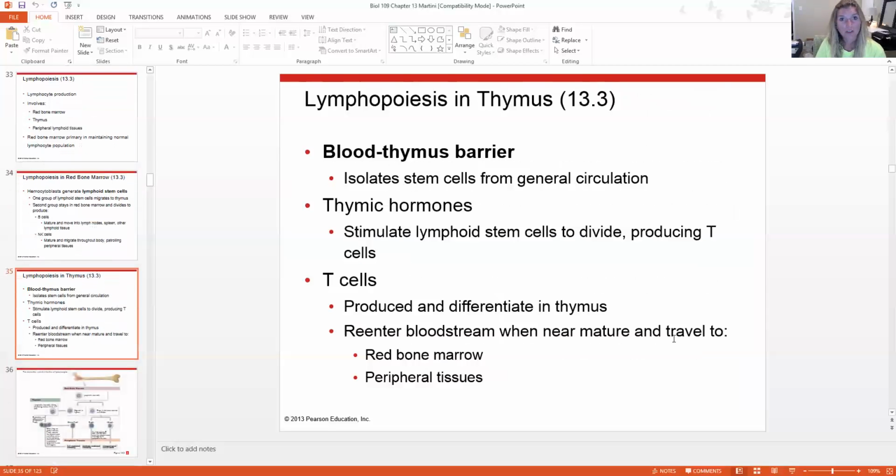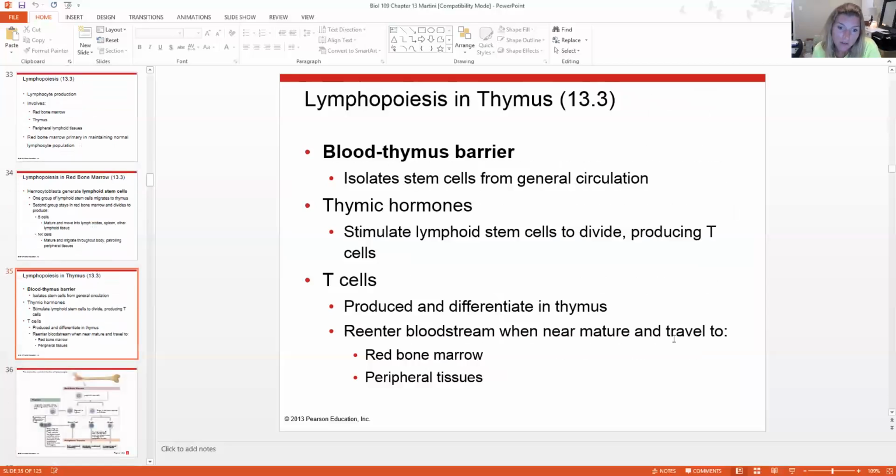So the thymus, just like your brain, does not actually interact with the blood. There is a system of cells that are there to isolate it from the blood, and it's called the blood-thymus barrier. The thymic hormones are the hormones that stimulate T cell production, and T cells are produced and differentiate within that thymus, and then they re-enter the bloodstream.